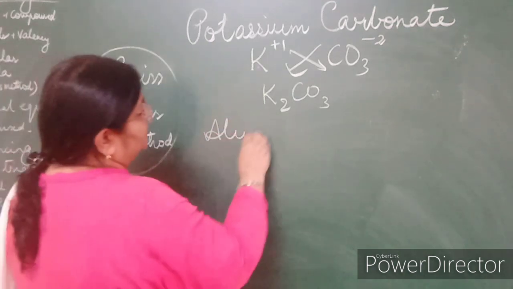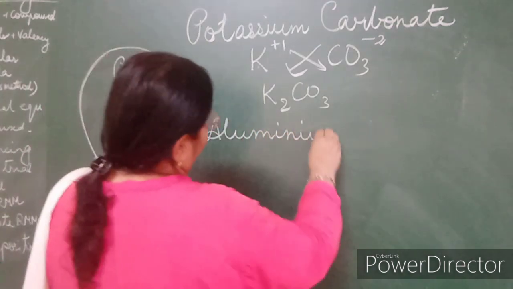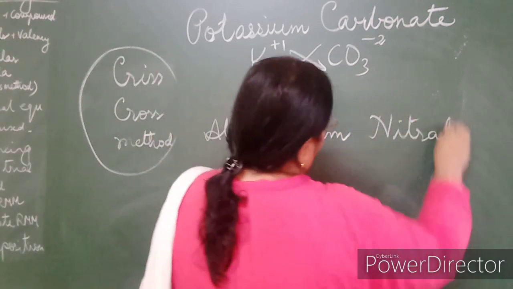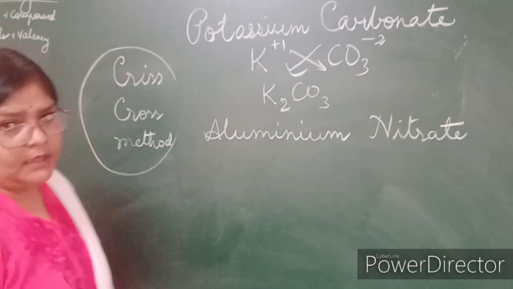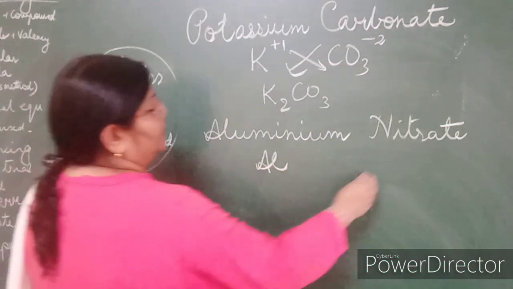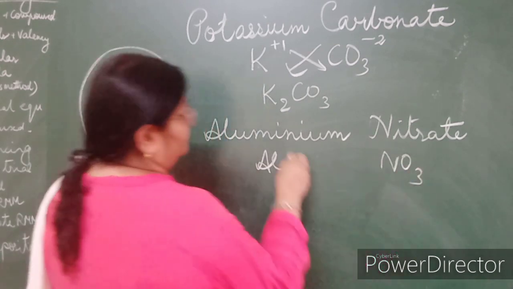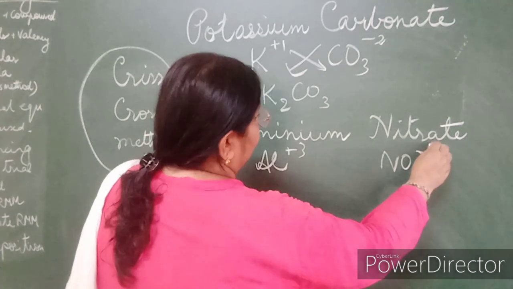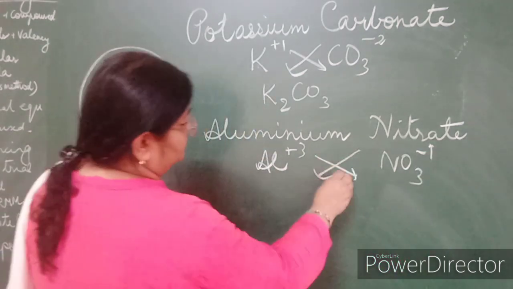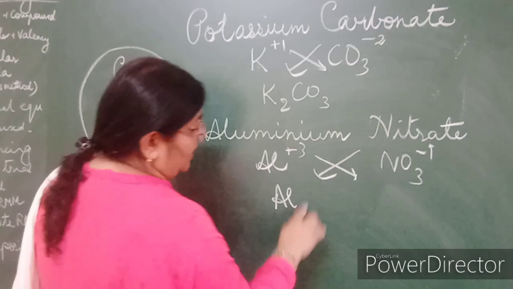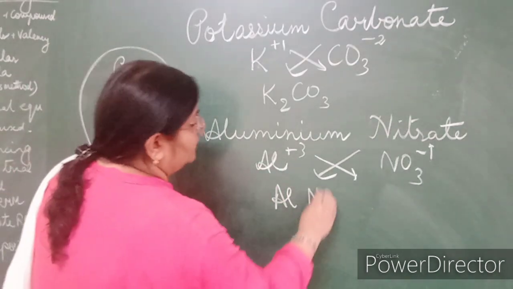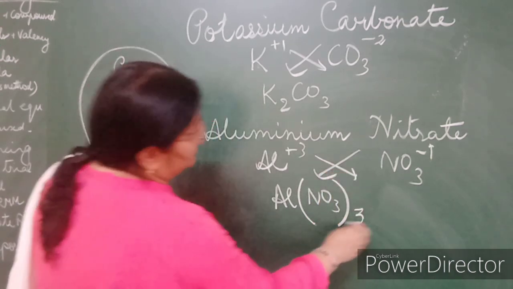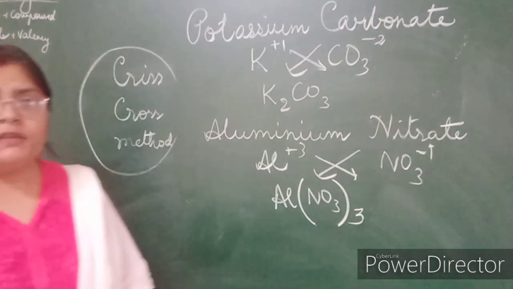Another one, aluminium nitrate. Aluminium Al, nitrate NO3. Valency of aluminium 3, nitrate minus 1. Crisscross. Al will get 1, so I need not write it. NO3 will get the 3, but as it is a compound radical, I will put brackets and write 3, so Al(NO3)3.